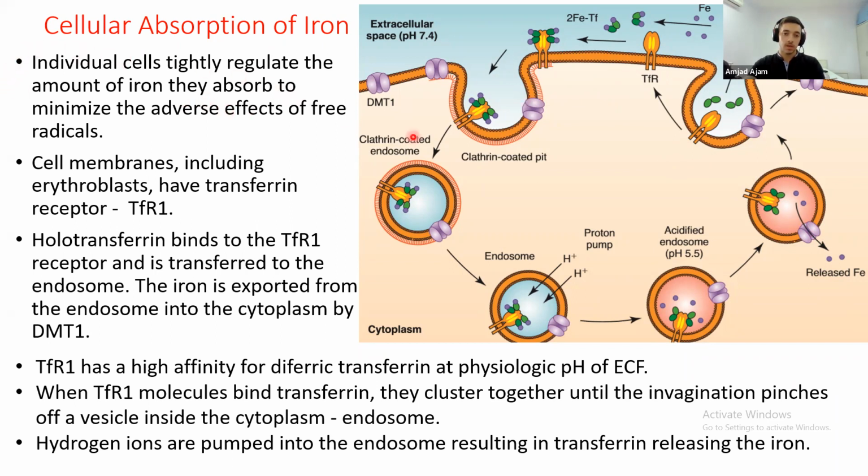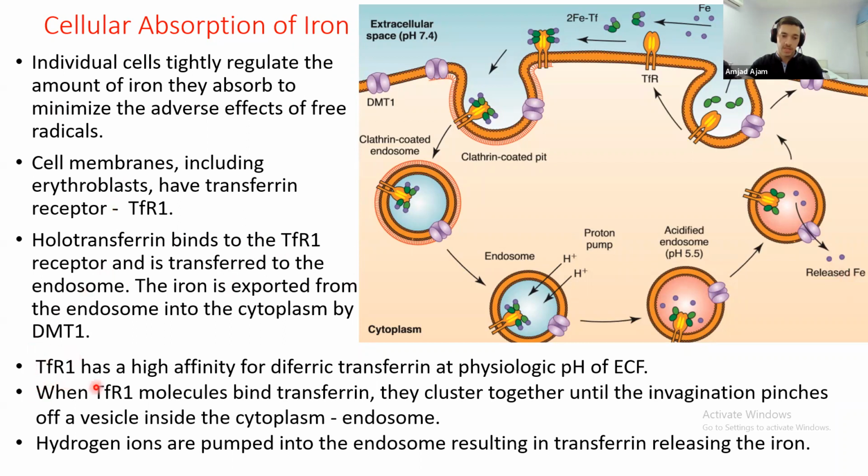So all the things I mentioned are written here in text. The holotransferrin here binds to the TFR1. Then it will be transferred to the cell through the endosome. Then the iron will move from the endosome to the cytoplasm.